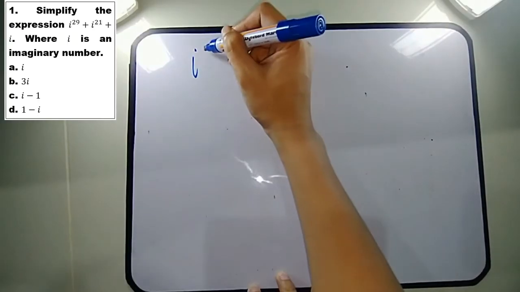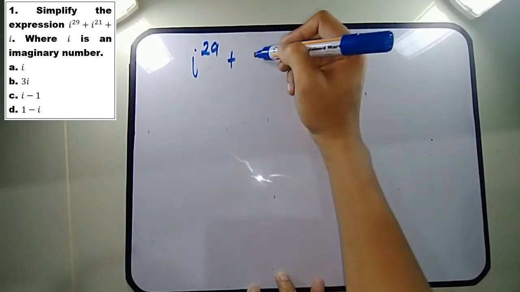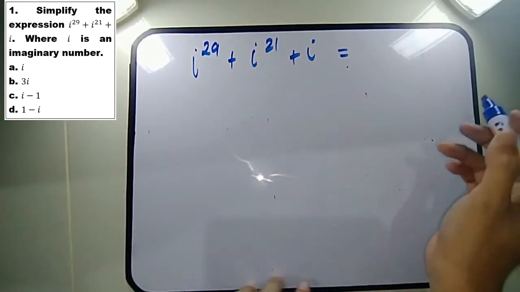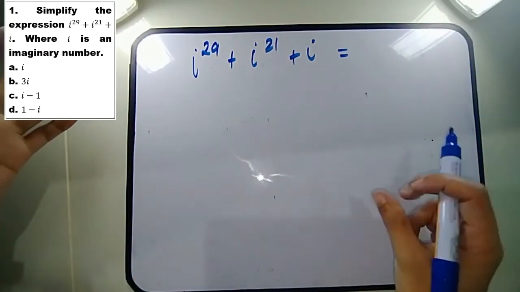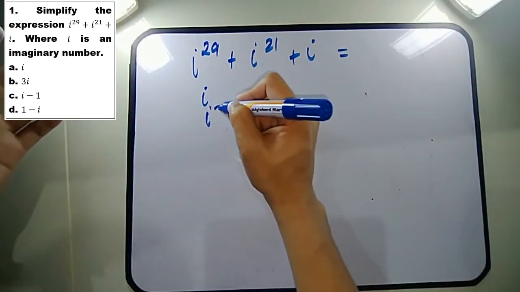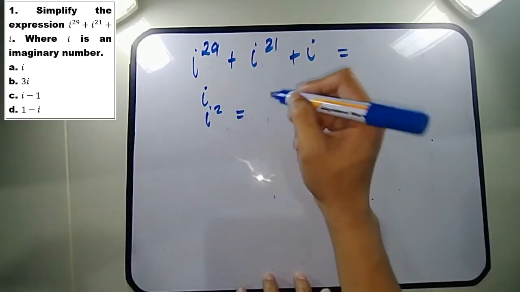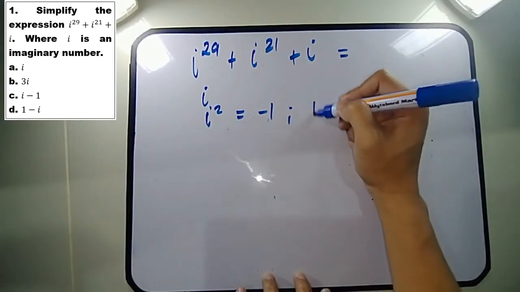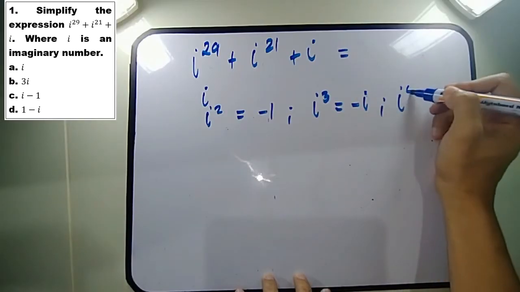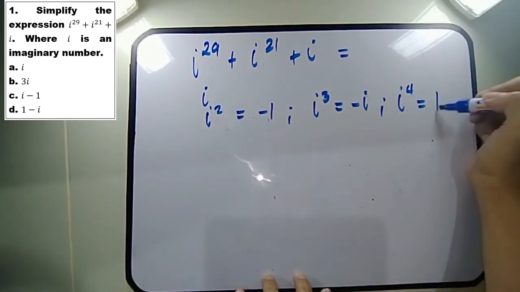So i^29 + i^21 + i. That is equivalent to, so let's simplify, guys. Using our concept that i, we have here i squared, which is just equal to negative 1. We have here i cubed, that is negative i. And i raised to 4 is just equal to 1.